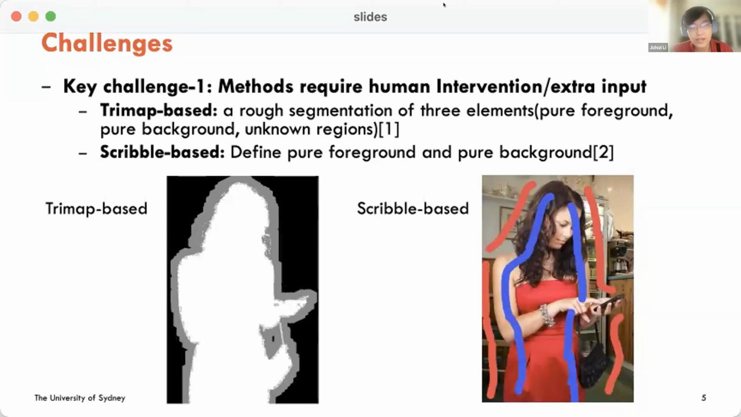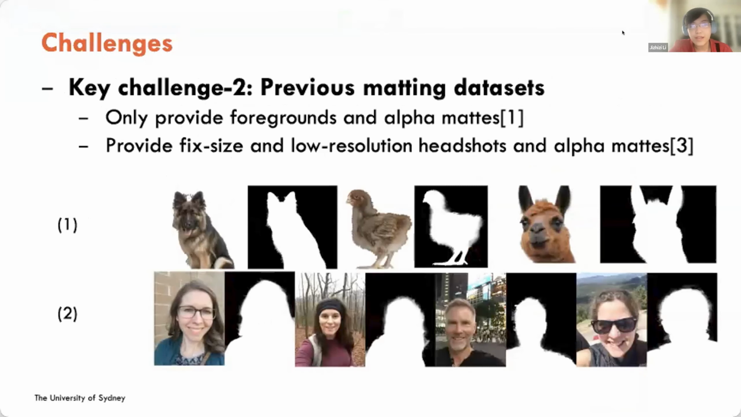Another one is scribble-based input, which is also used to define some pure foreground and some pure background. But once we need this kind of auxiliary input, we need a lot of extra manual effort, which makes the procedure unavailable in many practical or real-time industry scenarios.